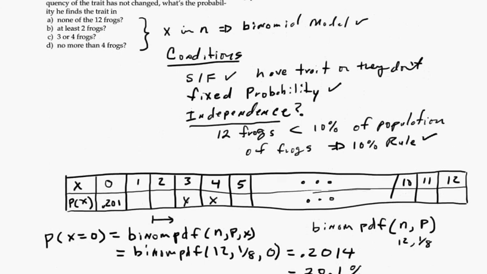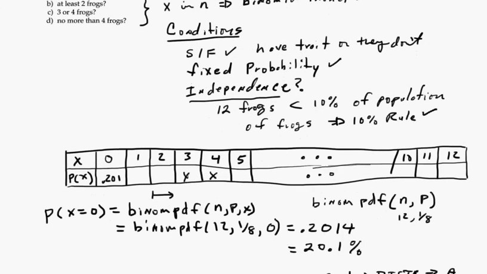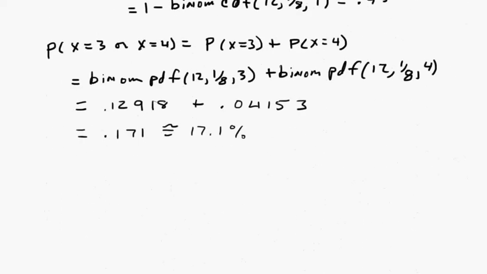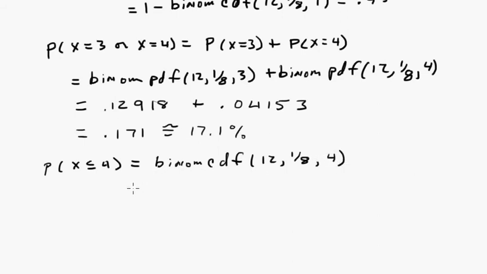Okay, so the last one is no more than. So let's think about this. No more than 4 frogs. So 4 counts. So it would be all of these. All right? So the probability of x less than or equal to 4, that's pretty easy to do. That's just binomCDF of 12 comma 1/8 and 4. The function just does the whole thing for you.